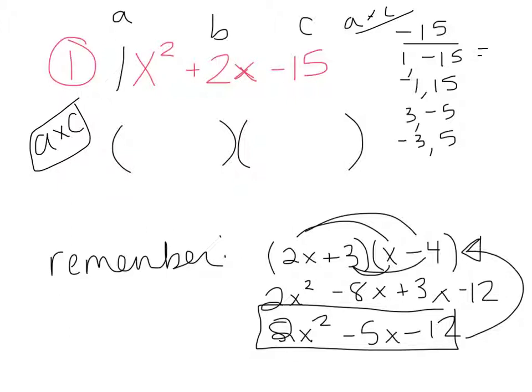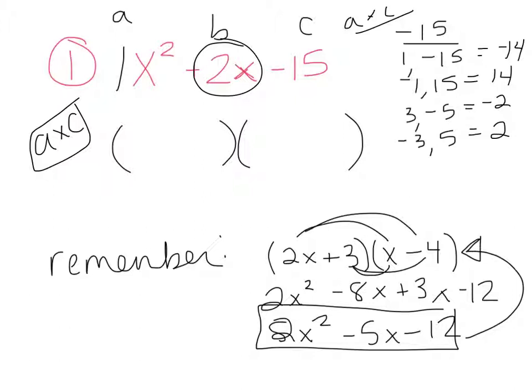So 1 and negative 15 gives me negative 14. Negative 1 and 15 gives me positive 14. 3 and negative 5 gives you negative 2. And negative 3 and 5 gives you positive 2. We want the one that adds up to the middle term. So a positive 2. Well, that'd be negative 3 and 5.